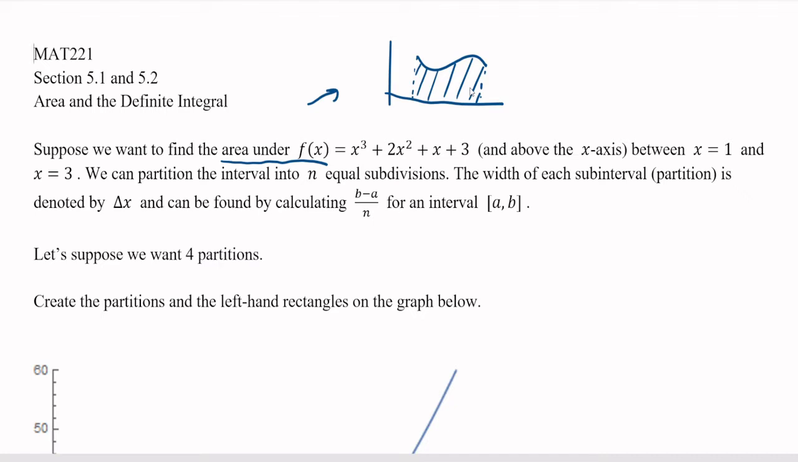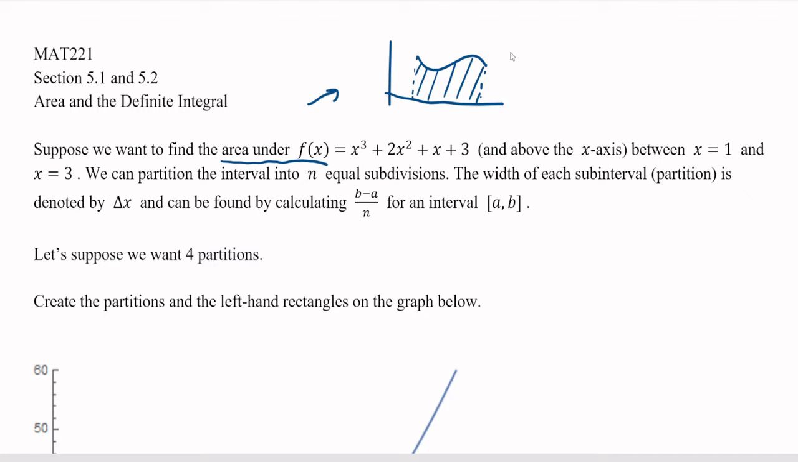Unfortunately, this is an area unlike what we have seen before with general geometric shapes, because those had nice formulas. Here, I don't know what the formula is for this. It's got all these curvy lines. It's not a box. I can't just do length times width. So what do we do?